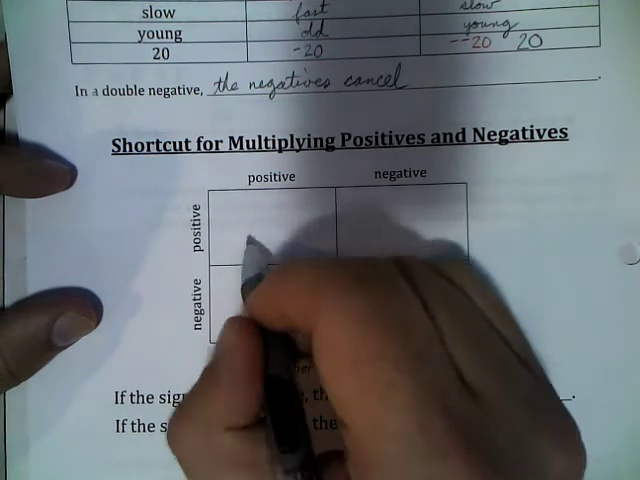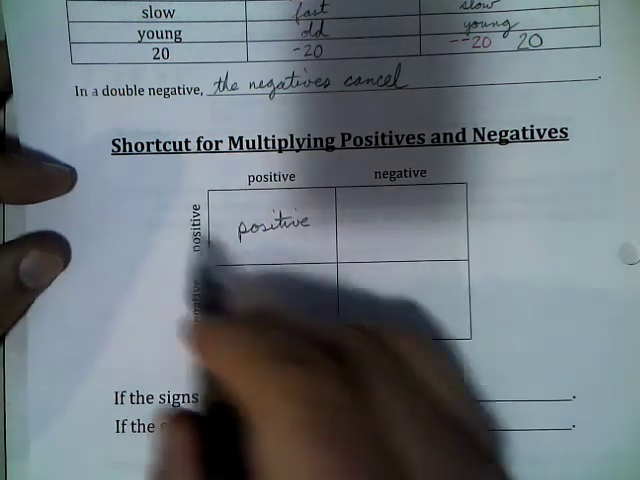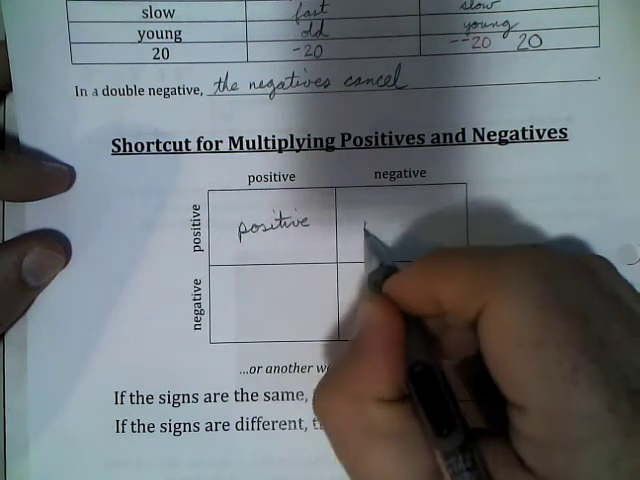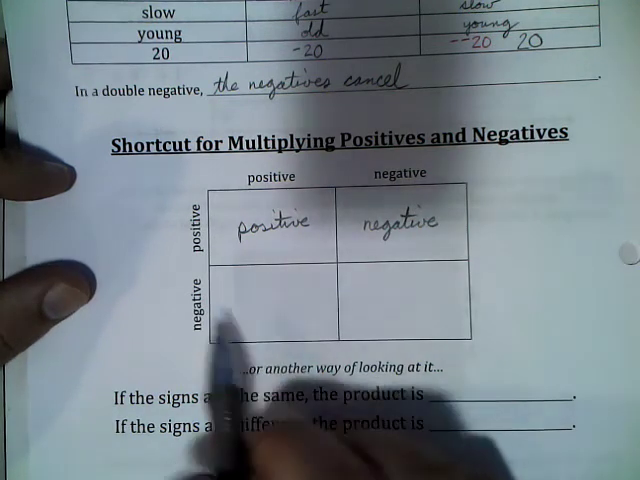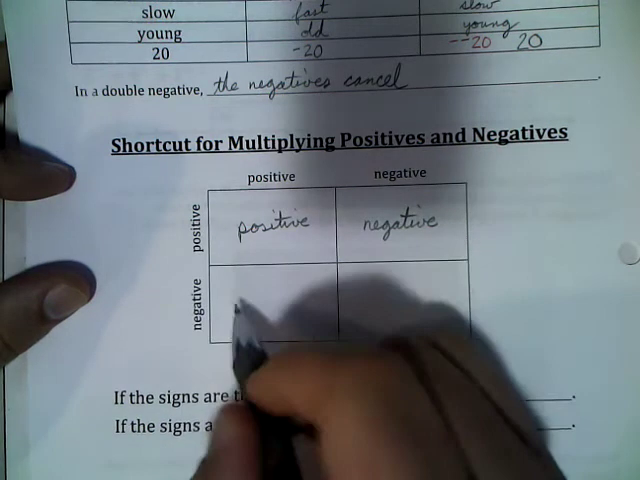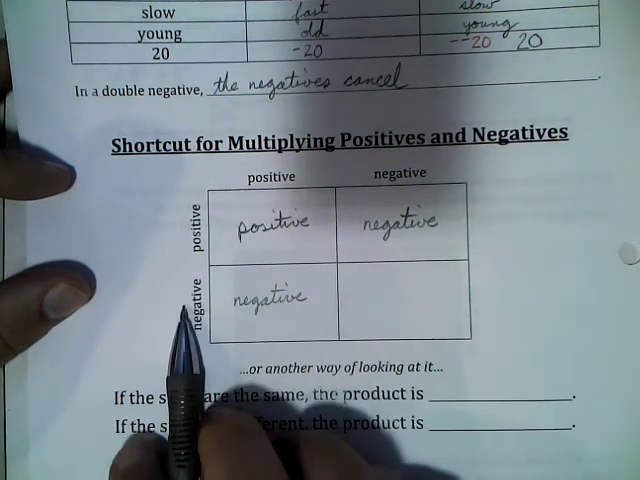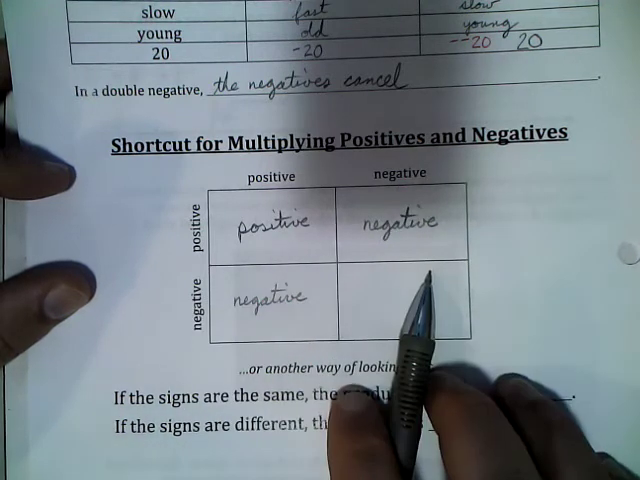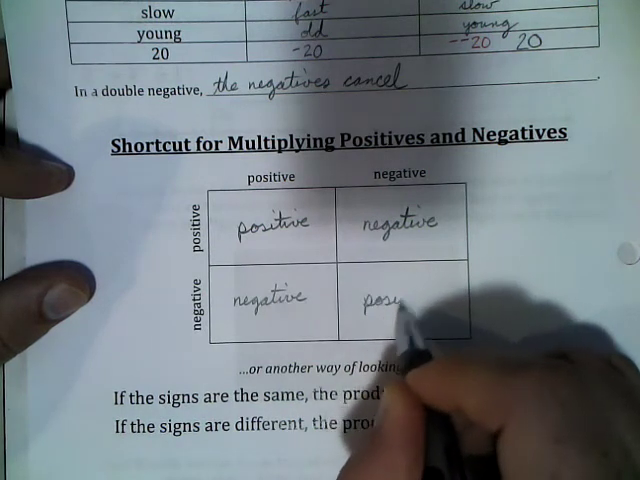Well, first of all, positive times positive, that's what we've always known. It's positive. If I have a positive times a negative, well, then that negative sign will tag along to the answer, making the answer negative. Likewise, if I have a negative times a positive, then this negative will tag along to the answer, making it a negative. And then finally, if I have a negative times a negative, well, both negatives will go to the answer and cancel each other out, which means if it's canceled out, the answer is really positive.